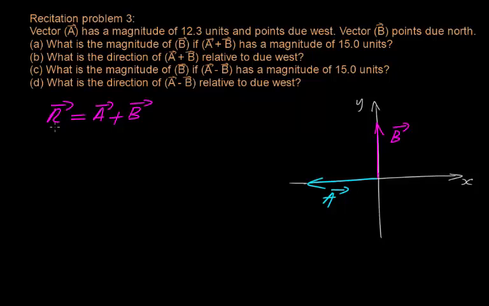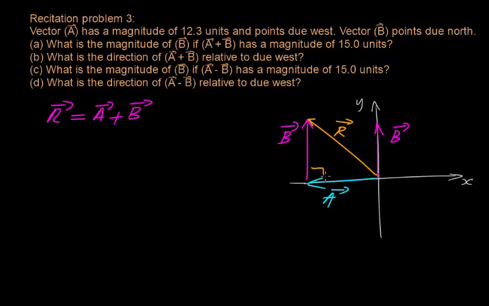We're going to use the tip-tail method. Look at vector B, which is lined up along the y. I'm going to slide it over so that its tail coincides with the tip of vector A. Here is vector B. The vector R is the one that starts at the tail of A and ends at the tip of B. Here is R. Clearly, vectors A, B, and R in this simple case form a right triangle, where the 90 degree angle is right here.